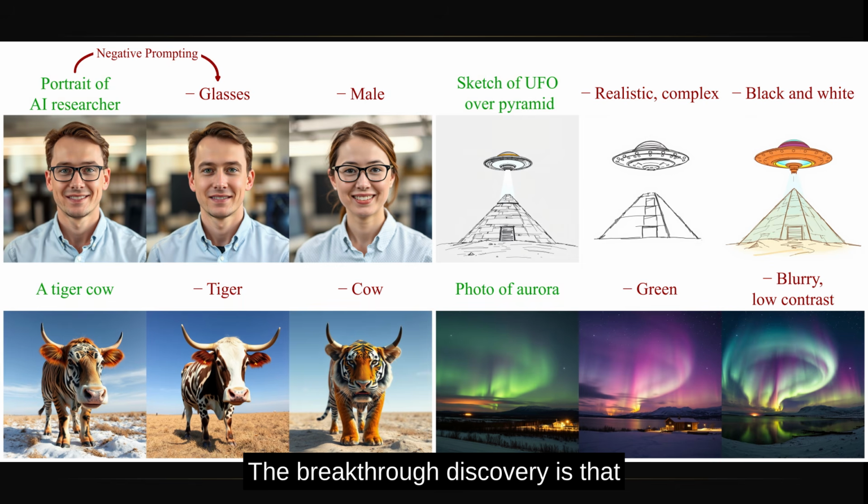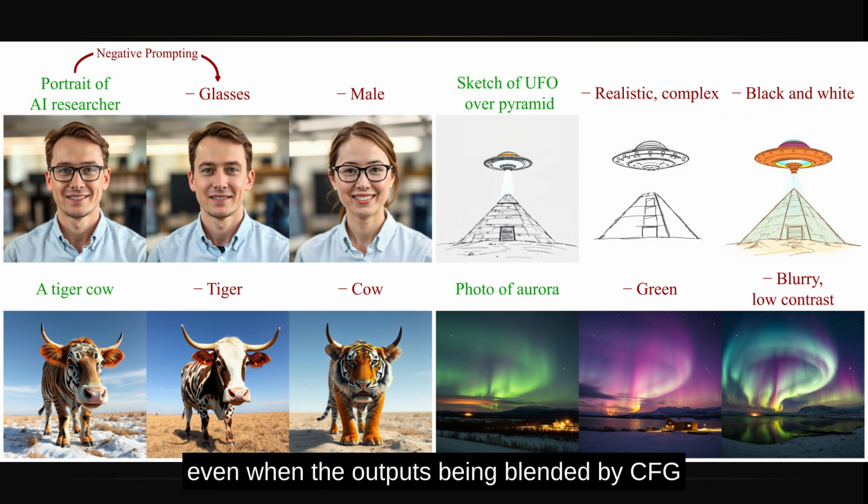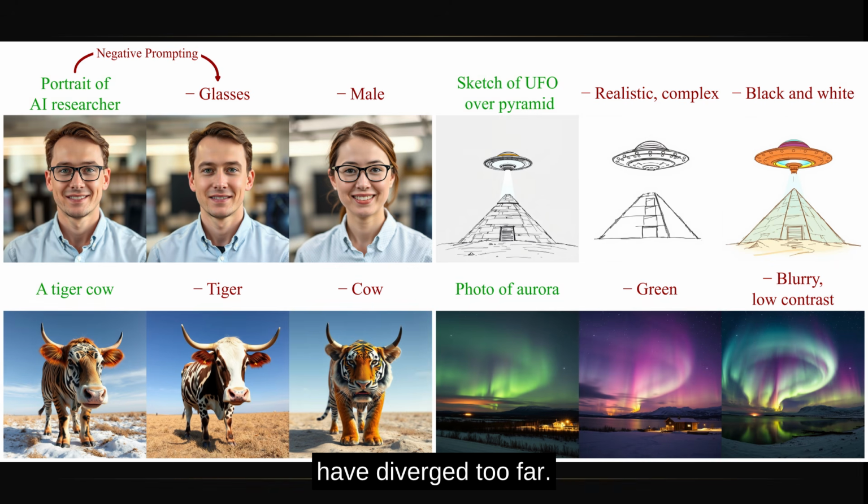The breakthrough discovery is that attention patterns remain remarkably stable even in distilled models. The attention mechanisms still know this region is a red bird and this area is a background with high consistency. It's this internal feature relationship that stays coherent even when the outputs being blended by CFG have diverged too far.